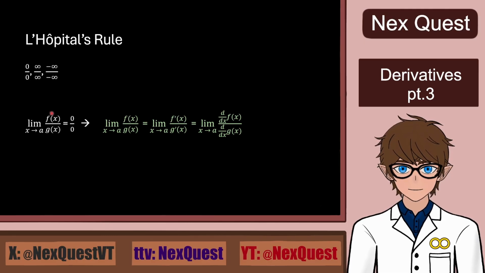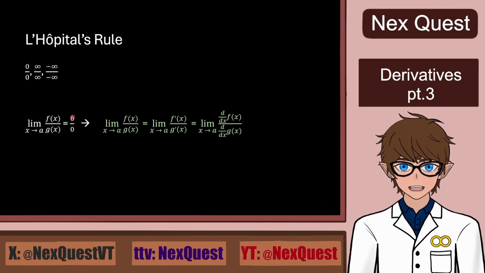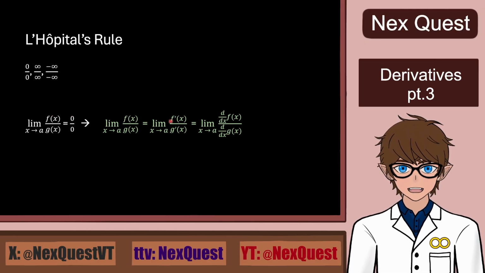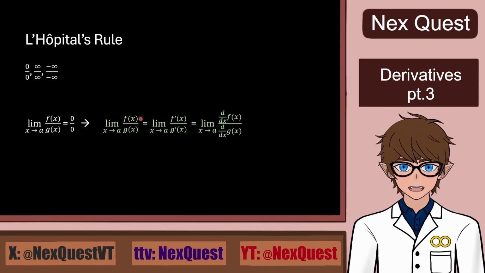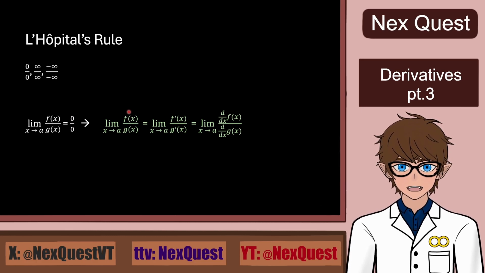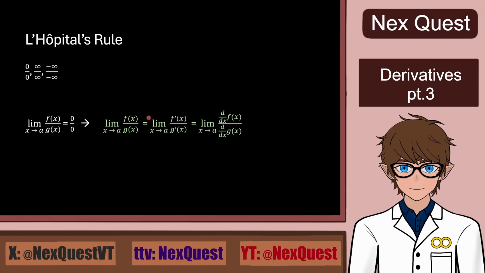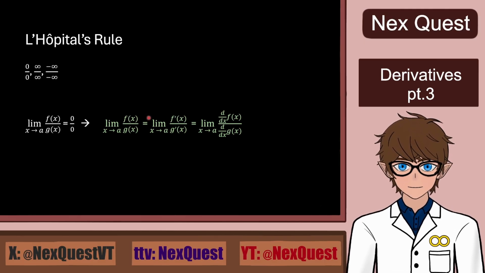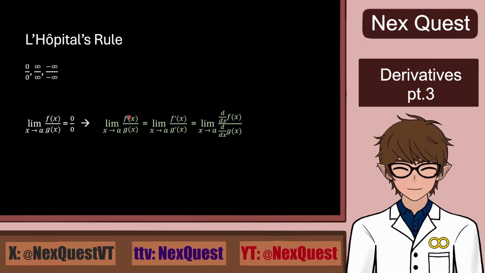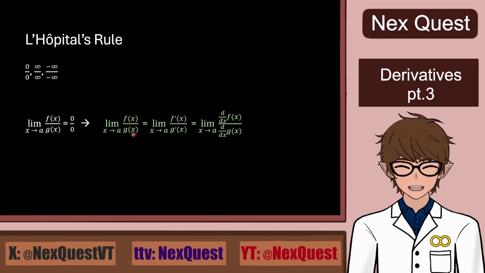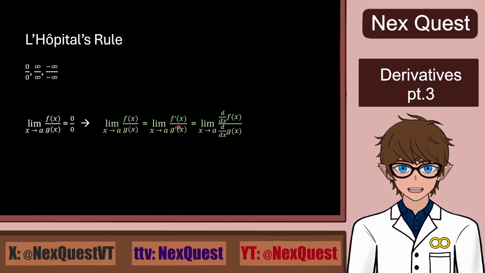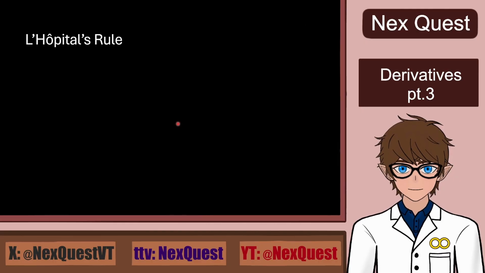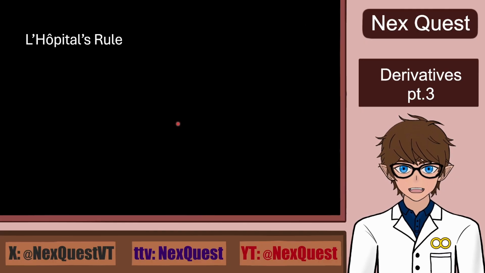So if a limit goes towards this indeterminate form, either of these, you can take the derivative of each of them and insert them instead of their respective functions. We don't have to use the quotient rule here, because we're not taking a derivative of the quotient. We're taking the derivative of each individual function and just placing it back into the place. So let's solve an example so you see what I mean.